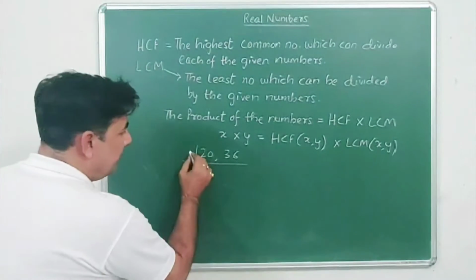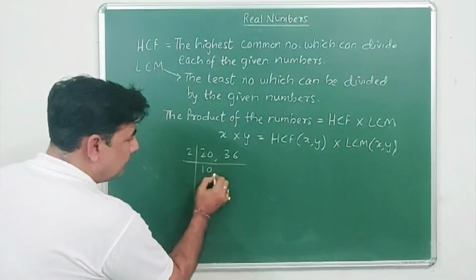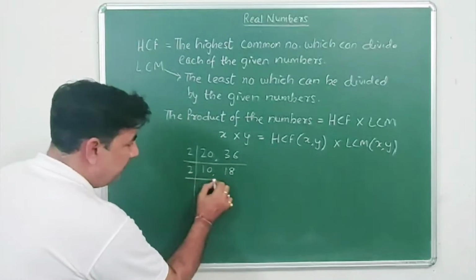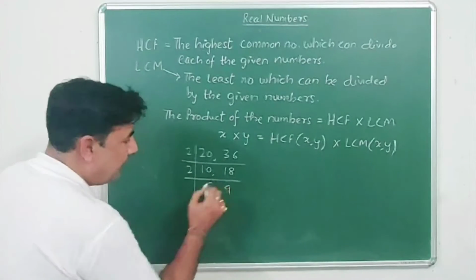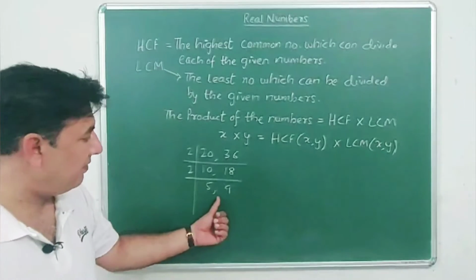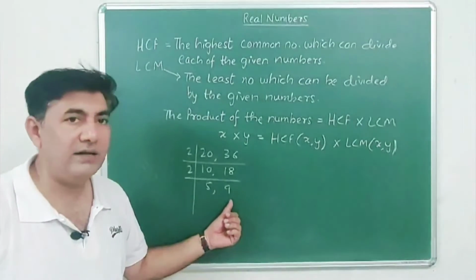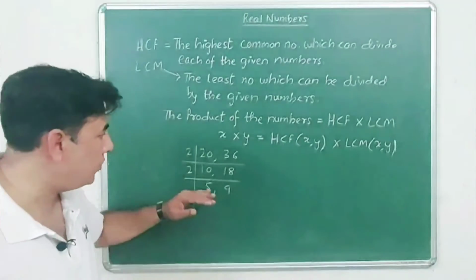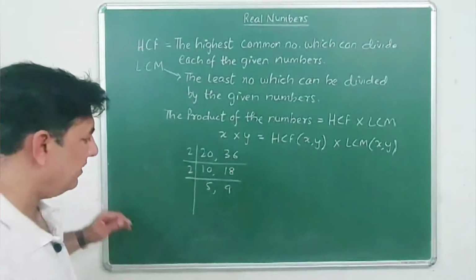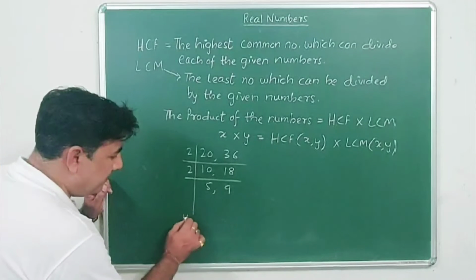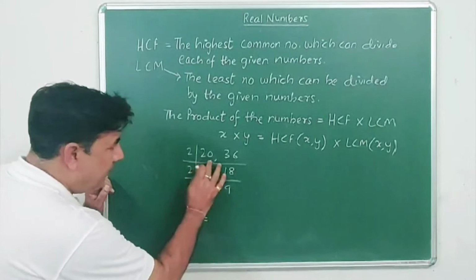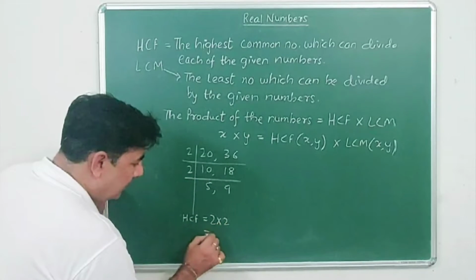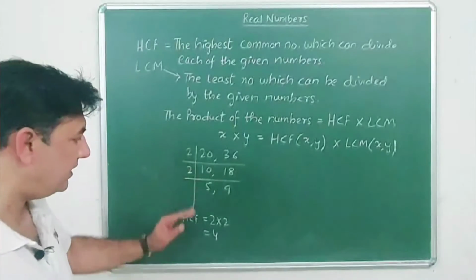Like both these numbers are divisible by 2. Again, 10 and 18 are divisible by 2, so you get 5 and 9. Now see, 5 and 9 are different numbers, and no number except 1 can divide them. So you have to stop your calculation here. What will be the HCF? HCF of 20 and 36 will be 2 into 2, so that will give you 4. So this is the HCF.